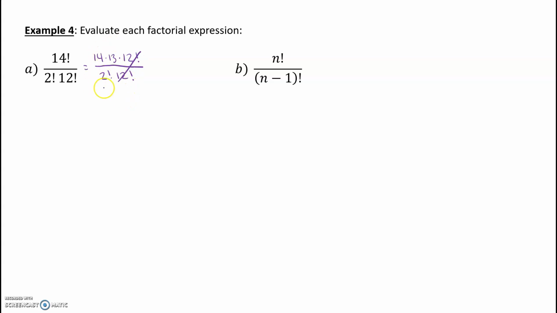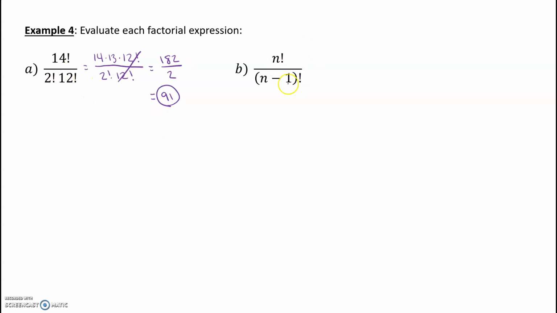This looks a lot easier, right? Now we only have to do, you simplified something that did not look very fun. So what do we got? 14 times 13 is 182. And now 2 factorial is just 2 times 1, which is just 2. So 182 divided by 2 is 91. So that's seeing it with numbers.